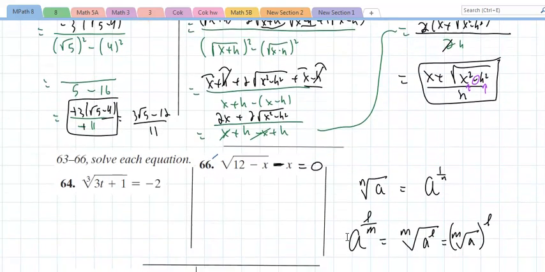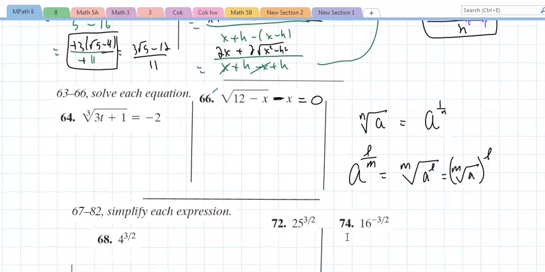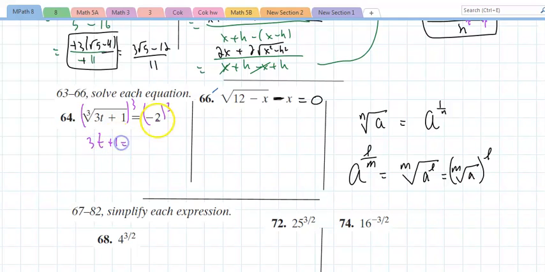Something else that comes up in your next class is radical equations. When you see an equation in math, to solve it, you isolate the variable by itself. This is already isolated by itself. How do you get rid of a cube root? You cube. 3t plus 1 equals negative 2 cubed, which is negative 8. Subtract 1 and divide by 3.